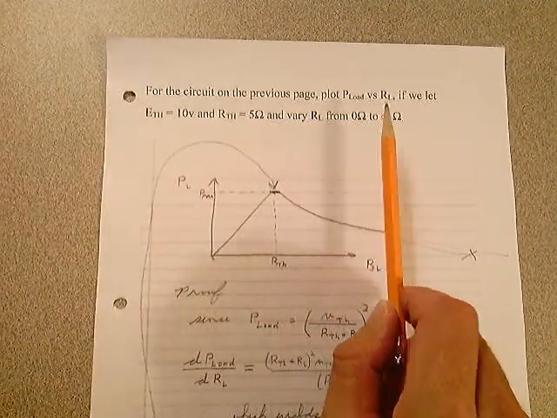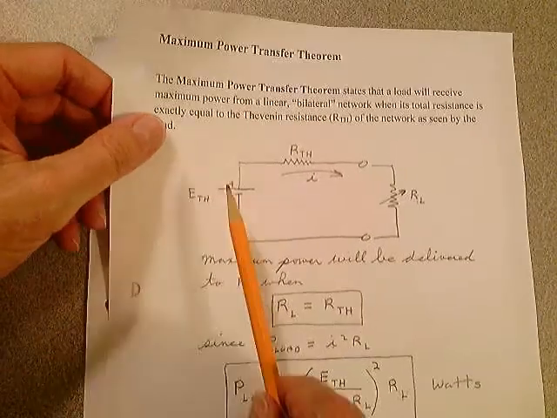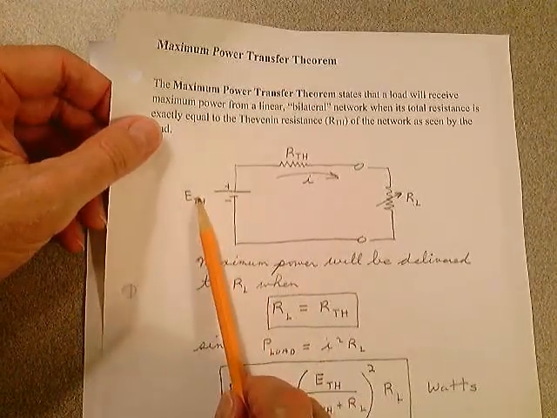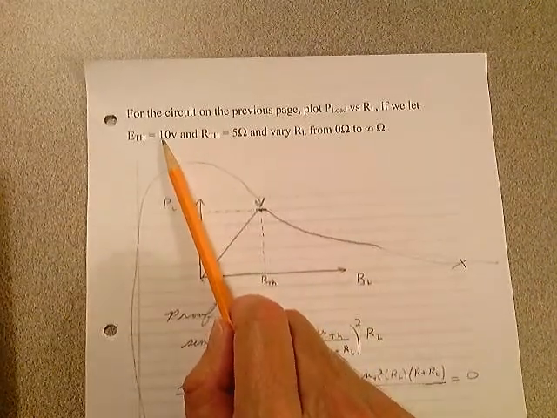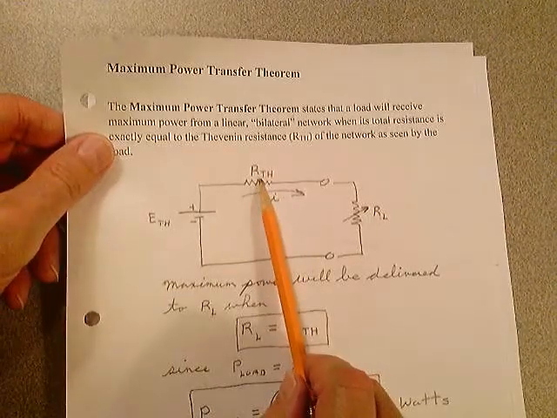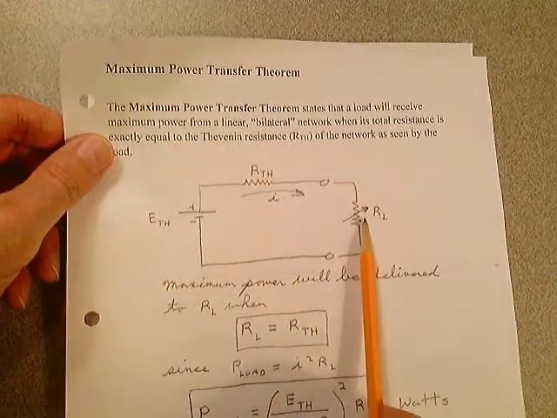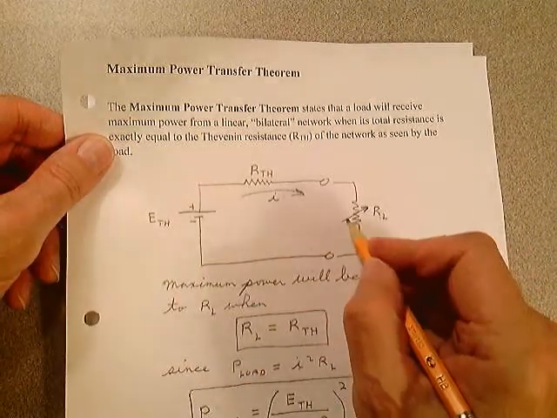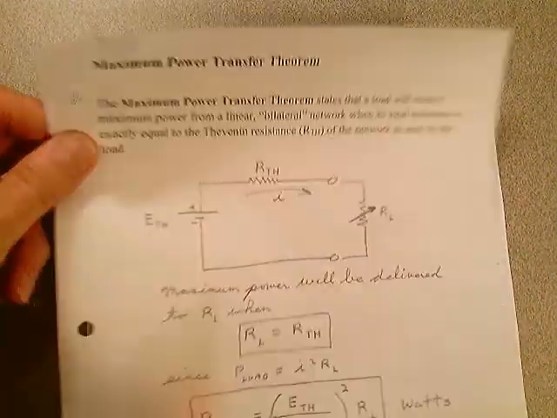So basically it's pretty easy concept here. On this paper, you can write 10 volts here because that's what we're going to make E Thevenin. Put a 5 ohms up there for R Thevenin. And we're going to vary this resistor. That's why I'm showing it as a variable resistor here. We're going to start out by making it 0.